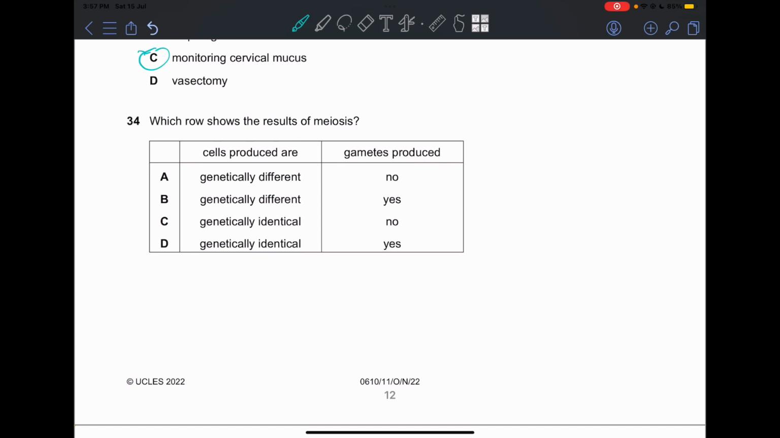34. Which row shows the results of a meiosis? Now we know that meiosis actually produces genetically different cells, not genetically identical, because if it's genetically identical it will be mitosis. So we're going to be choosing between A and B for now. Now there are gametes produced, yes, because meiosis is a process that is involved in sexual reproduction. So our answer is going to be B.